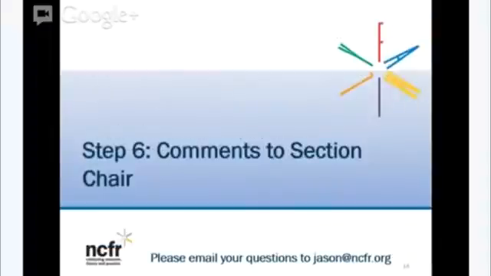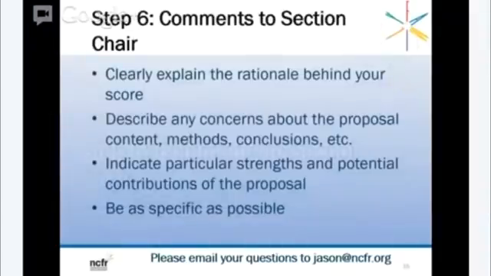The next section then is the comments that you will make directly to the section chair. The section chair is the only person who will see these comments. These will not be seen by the authors. Therefore, this is your chance to clearly talk about why you decided to give the scores you did on the rubric. Explain to the section chair what you thought was a real strength or what kinds of concerns you had.